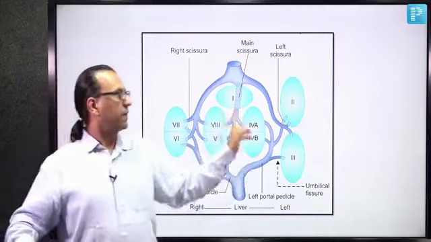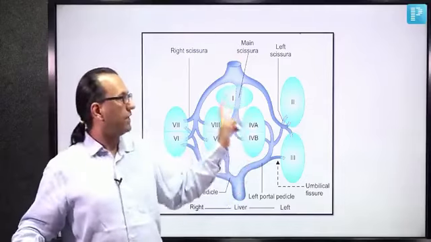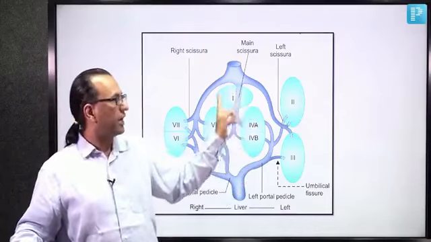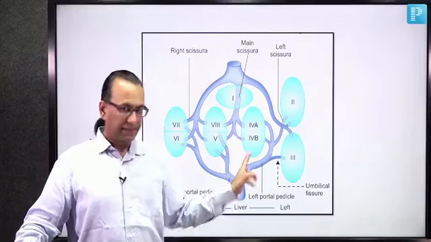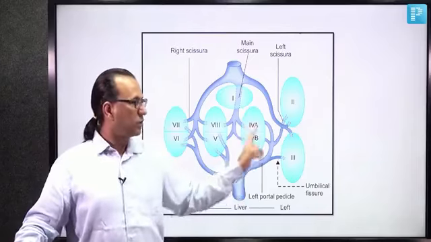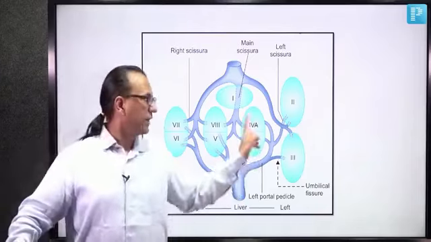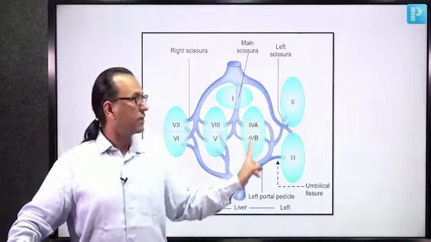Segment 1 is the smallest of all, the caudate lobe of liver, and is hidden behind segment number 4, which is quite large. It is 4A and 4B, 4A superior, 4B inferior. To have more details of that, let us look at another diagram.